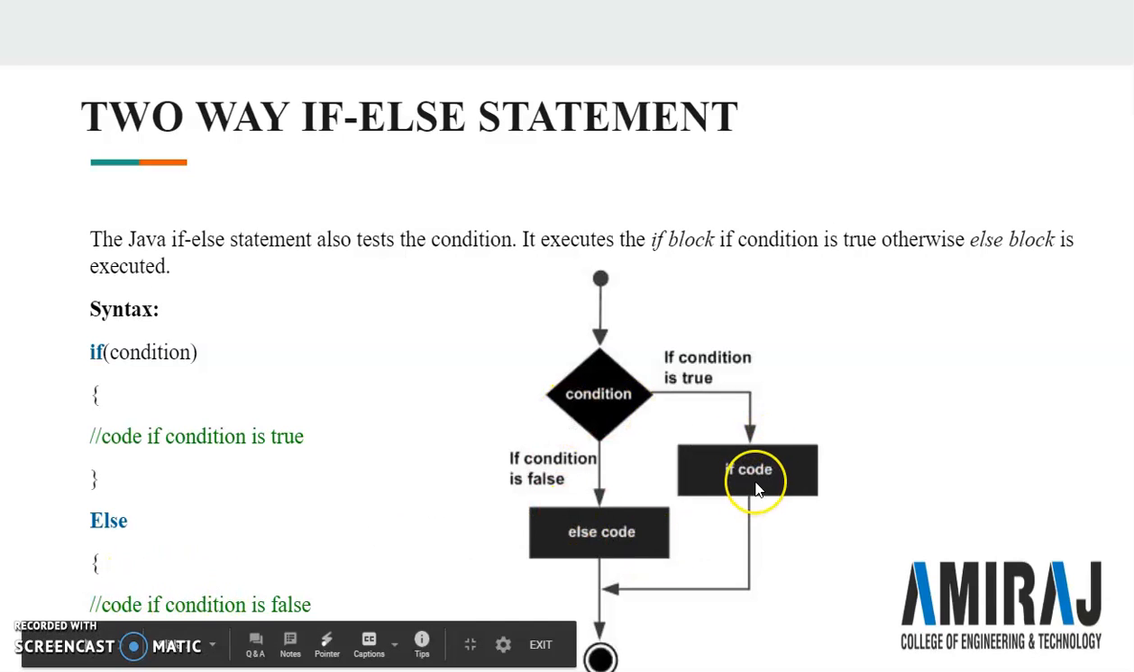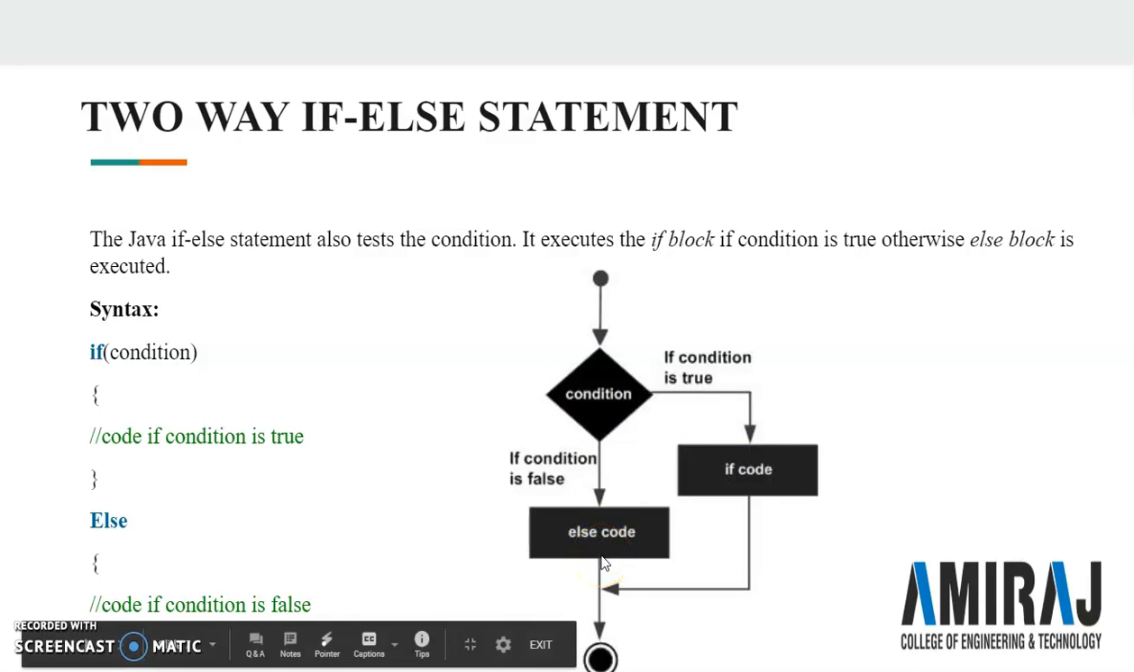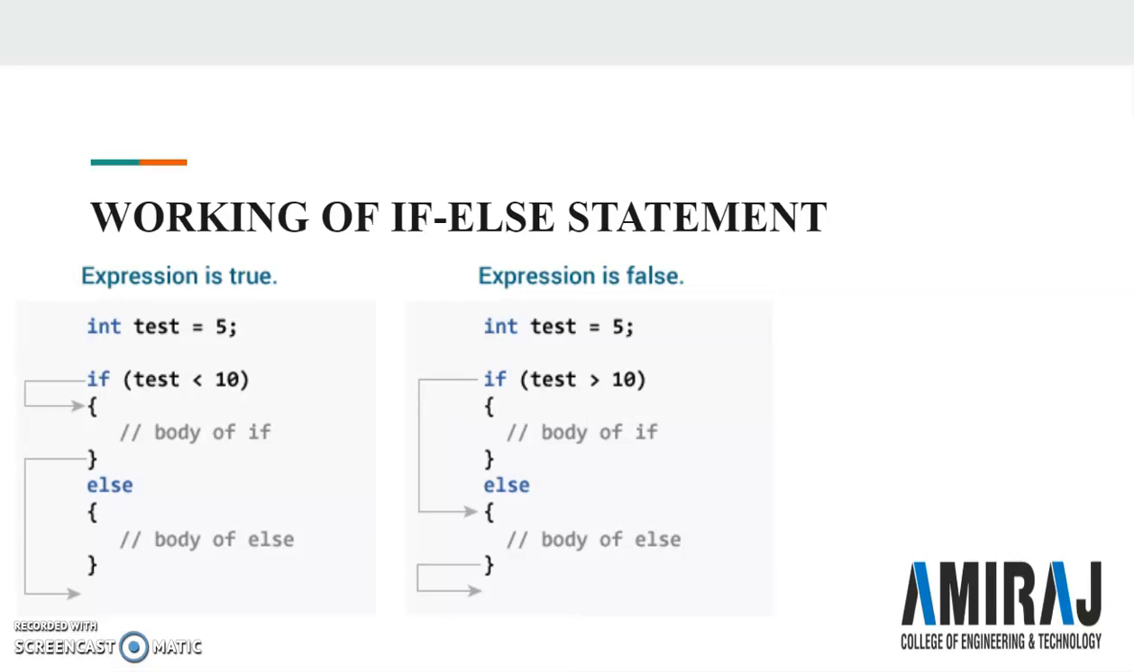This is the flowchart of the if else. It checks the condition. If the condition is true, then it will go to the if code, and if the condition is false, then it will go to the else code. So let's understand the working of the if-else statement. Again, there are two situations: if your expression is true or if your expression is false.